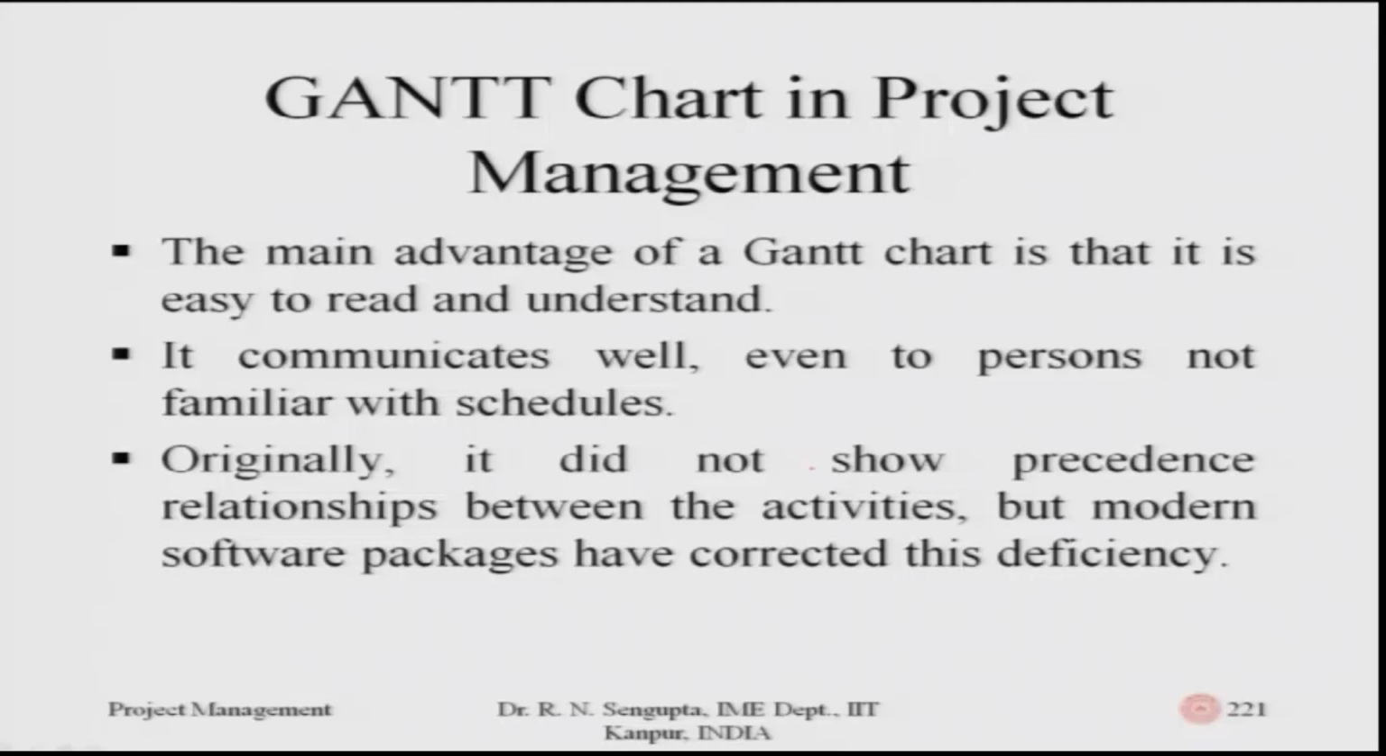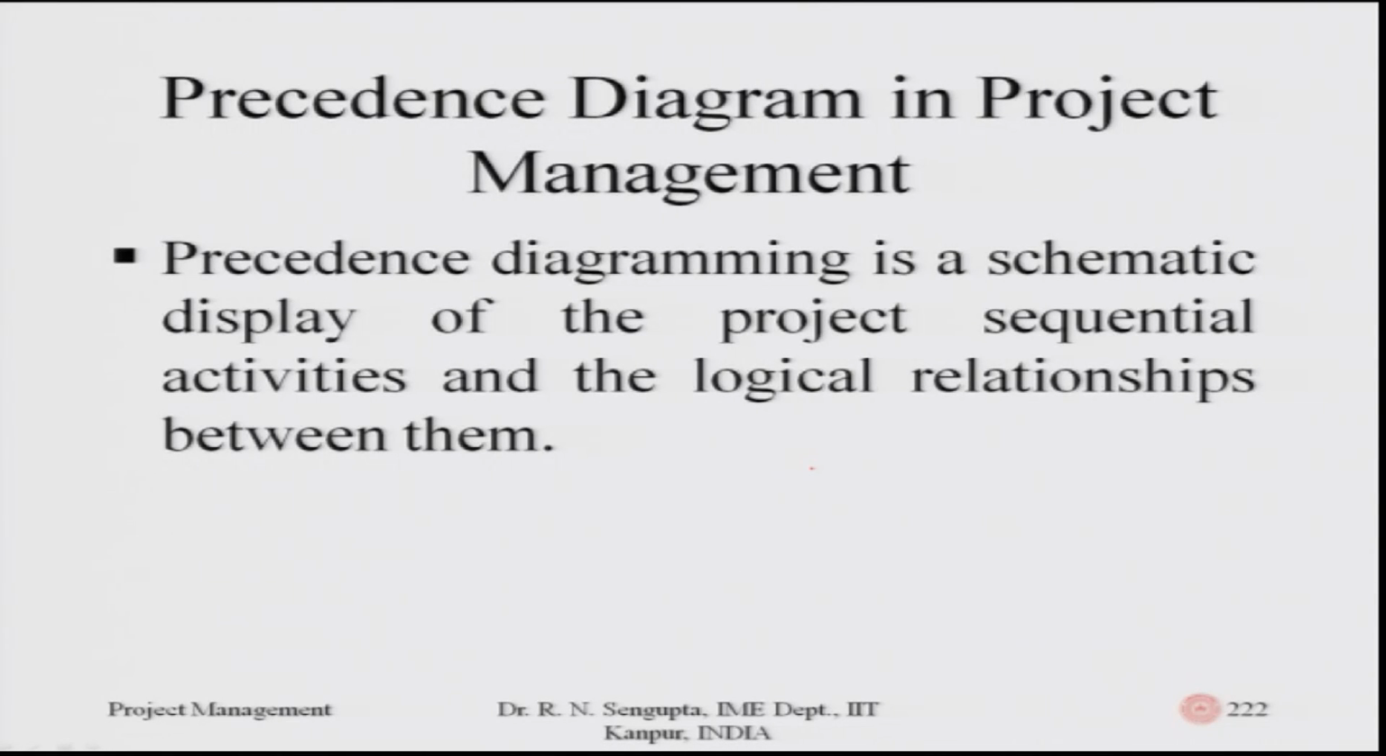Originally, it did not show precedence relationships between the activities, but modern software can be utilized where it shows the precedence relationships and what the jobs are which will follow, what the delays are, and what the relationship is between the number of days which are between jobs and activities. Precedence diagrams, on the other hand, are a schematic display of the project sequencing activities and the logical relationship between them, such that precedence diagrams take into consideration the overall concept of the project in a much better sense than a Gantt chart.